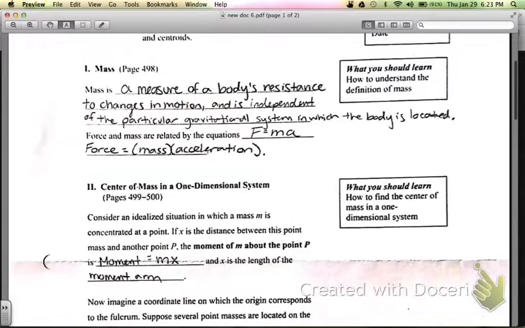So here we go. Mass. From physics, if you've taken physics, mass is a measure of a body's resistance to changes in motion and is independent of the particular gravitational system in which the body is located. For example, on Earth we measure our weight in pounds, but pounds is actually a force, it's not a mass. If you divide whatever you weigh by the acceleration due to gravity, you would get how much you actually weigh in mass, not in force. You have different forces on you on different planets, but your mass is the same, while your force would be different since all of their accelerations are different.